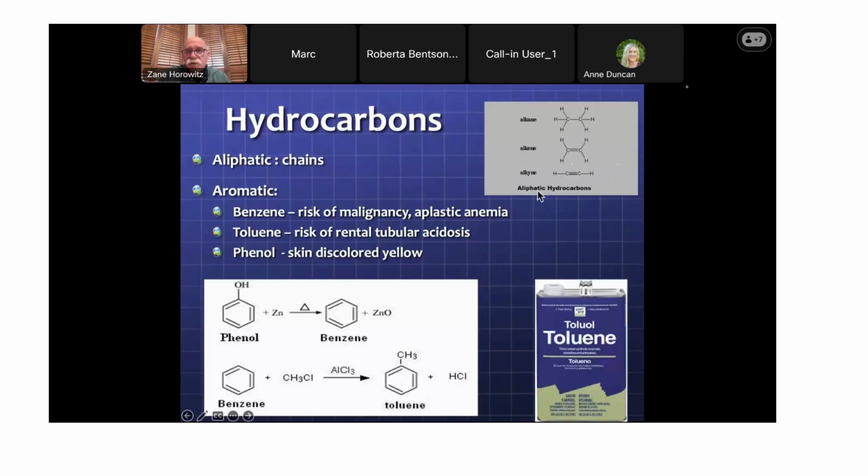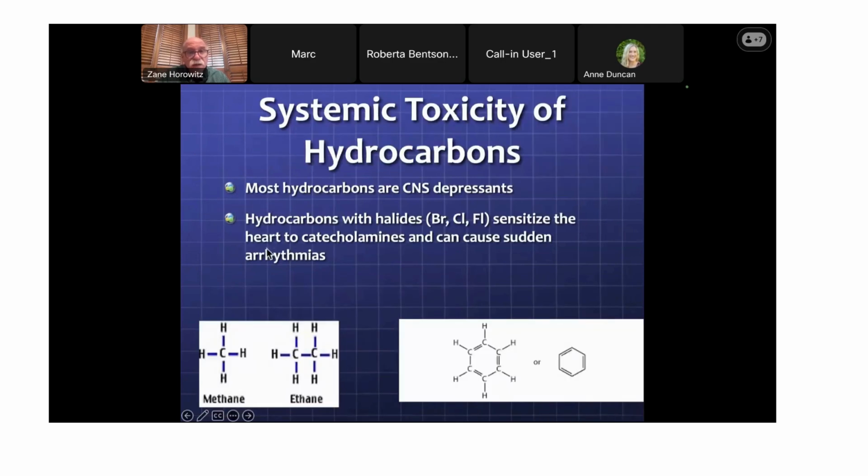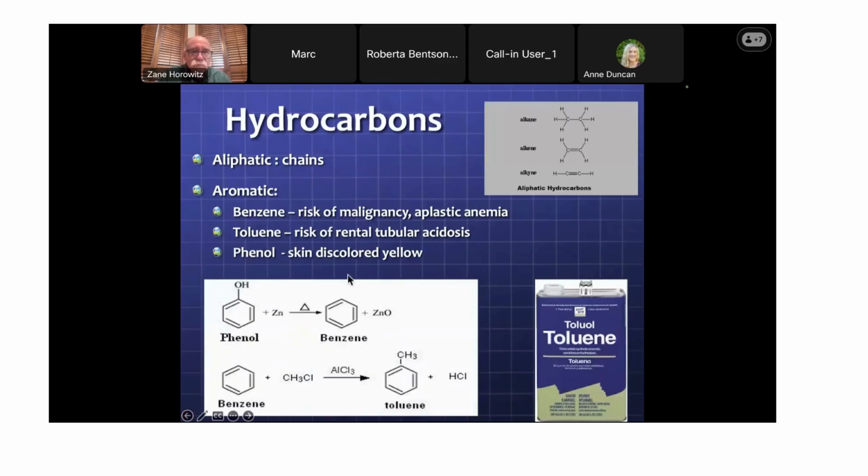Those are the aliphatic. Those can cause problems through inhalation and also aspiration. The aromatic are ones that have a ring, a six-sided phenol ring or benzene ring. Benzene has a high risk of malignancy and aplastic anemia. Toluene is actually used extensively as a diluent for dozens and dozens of products, including pesticides and other things. It has a very strong odor, so it is indeed aromatic, as are all of these substances. And then phenol is the alcohol of the aromatic ring, so it's got an OH group on the end.